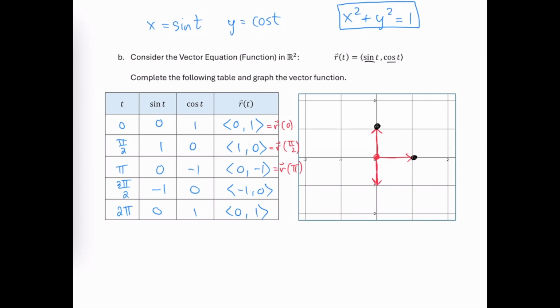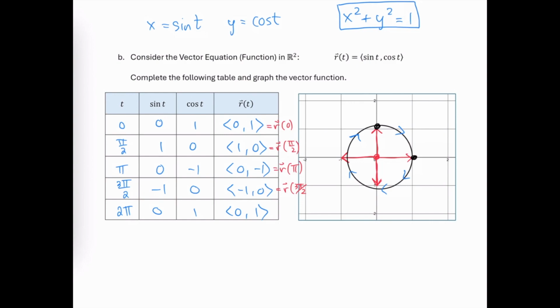When we evaluate our vector function at pi, we end up with <0, -1>, which is a vector that terminates at the ordered pair (0, -1). And when we evaluate the vector function at 3 pi over 2, we get a position vector that terminates at the ordered pair (-1, 0). Again, we have this circle being traced out, this time in this direction. We see that the orientation is going this way, so we'll indicate the orientation with blue arrows. The only thing that changed about this vector function was the orientation.